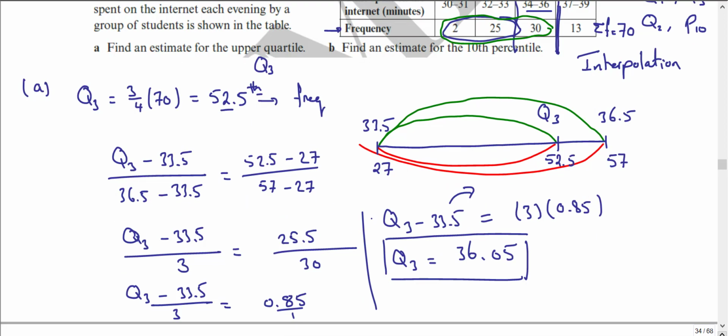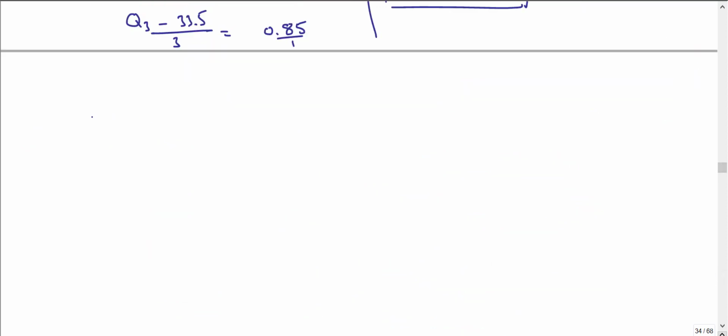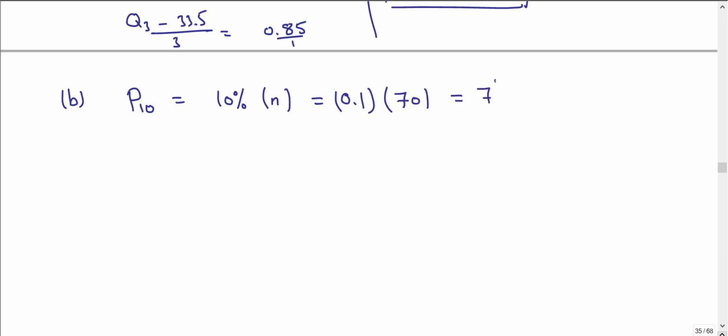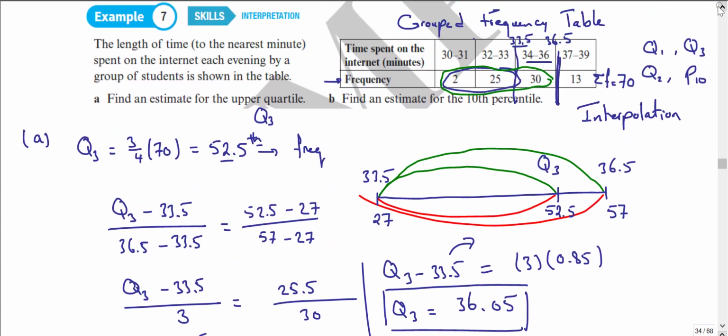Okay, that's part A. Now to part B. Part B, they say find an estimate for the 10th percentile. So we want the 10th percentile, that's P10. What's P10? P10 is 10% of n. What's the value of n? 10% is 0.1 on the calculator, 10 over 100. n is 70. So it's the 7th value. Yeah.